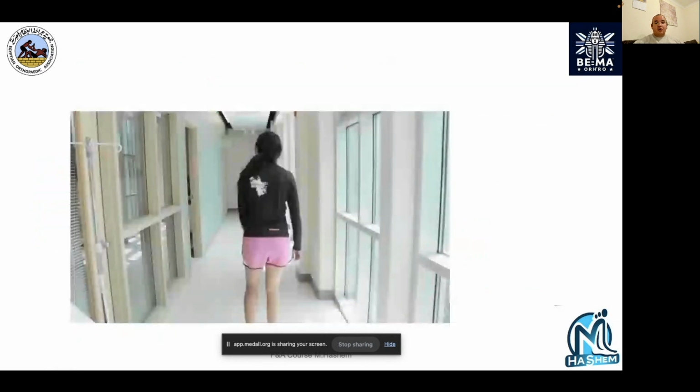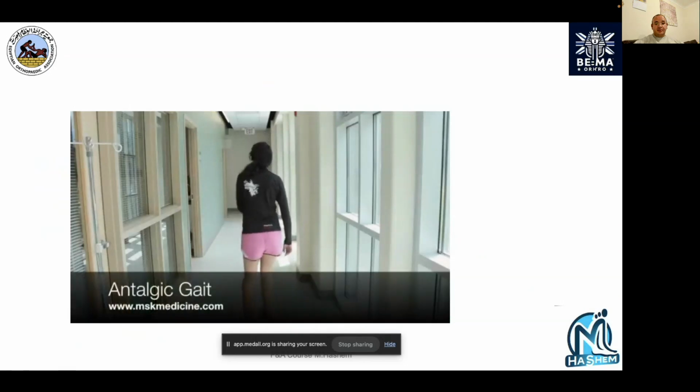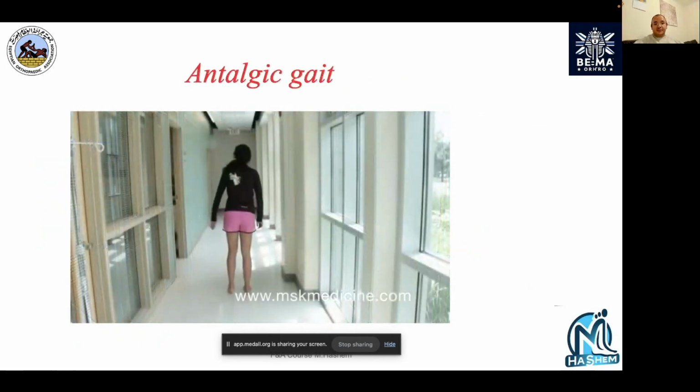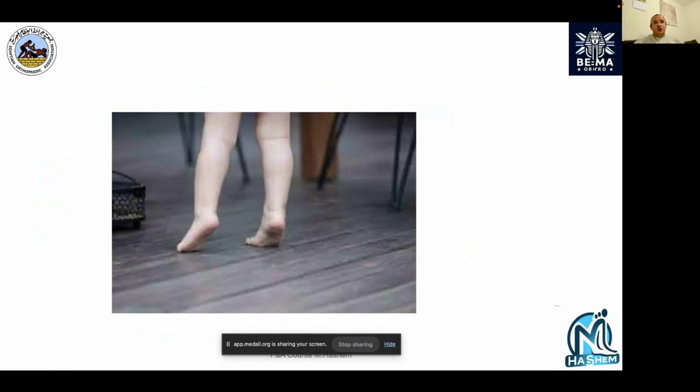So this girl will be walking with an antalgic gait. An antalgic gait refers to a painful limp. Basically what she's doing is trying to shorten the stance phase on the painful side and limit weight bearing, with specific posturing. She walks with a short stance phase on the painful side, not to load the painful limb, and this is what gives you the picture of antalgic gait.